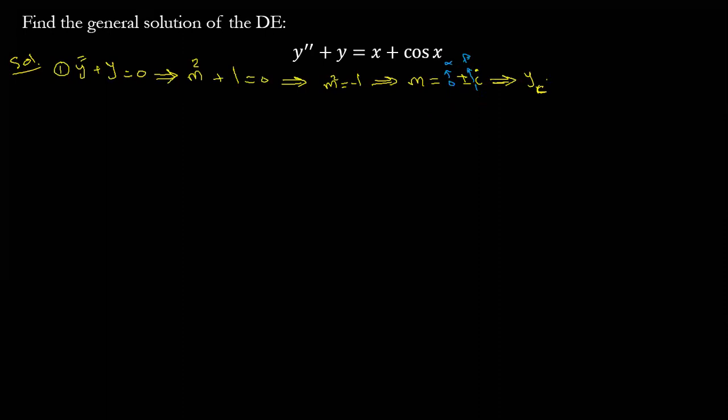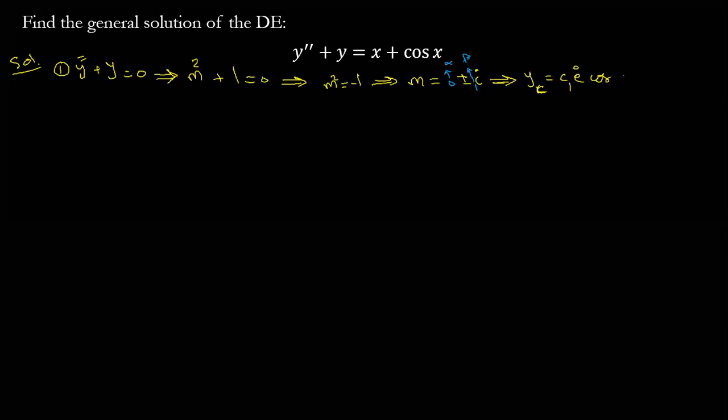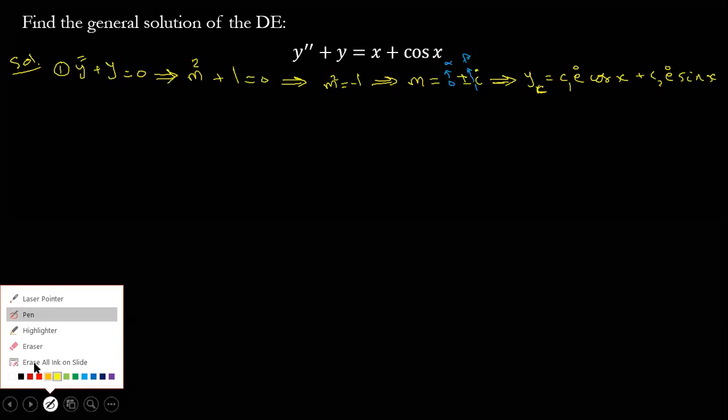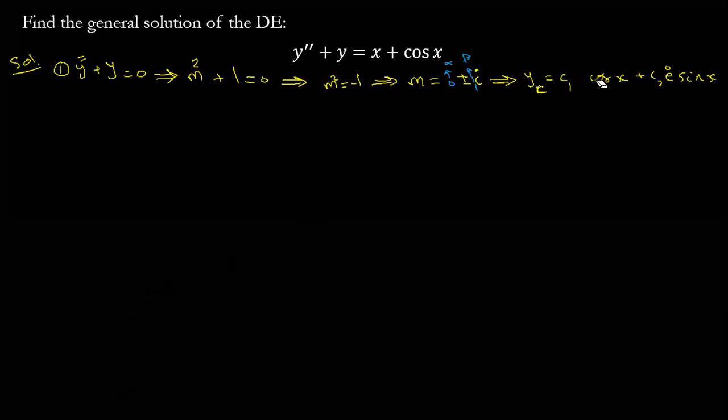So yc equals c1 e to the alpha x, which is 0, times cosine beta x, which is 1x, plus c2 e to the 0x times sine x. I think all of you know that e to the 0x is 1, so there's no need to write the e to the 0 at all. This is the first step. Good, Zaina, but please start writing your cheat sheet. Second step is to find yb.